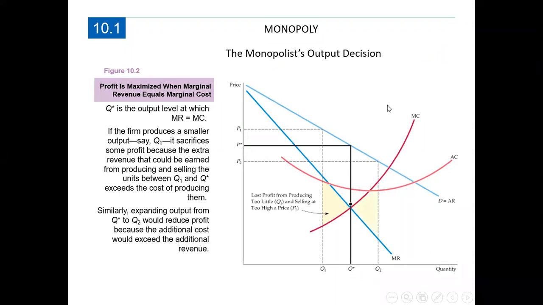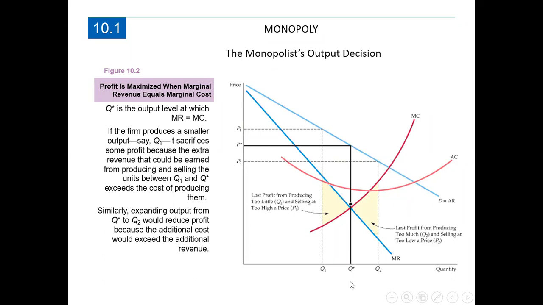So I can decrease the price and increase the quantity here. If I increase the quantity to Q2, you will see that the prices will drop. I will not accept 12 million. I will not accept 7 million. I will accept 6 million. So here also there is a loss of profit from producing too little quantity, Q2, and selling at too low prices. So this is the situation behind it.